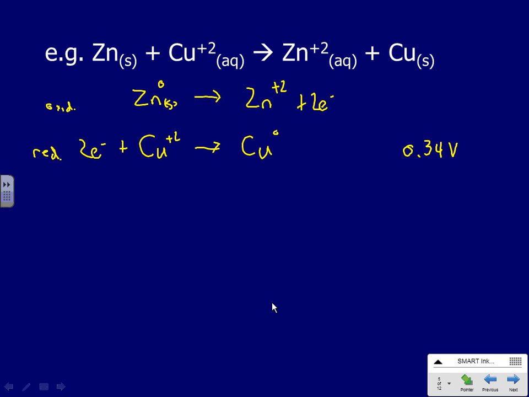Everybody see how I did that? Went to the table, found the exact reaction, wrote it down. And it has to be exact. It can't be copper 2 becoming copper 1. That's a different version of reduction. It's being reduced just to the copper 1 ion, but we want to reduce it all the way down to the copper 0. Okay? How's it going, Jamie?